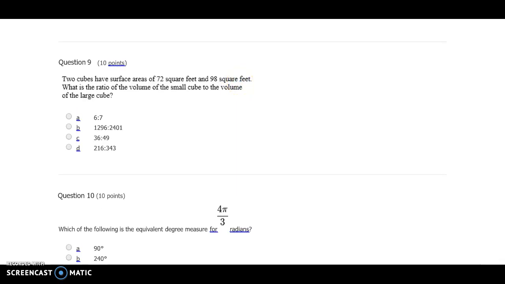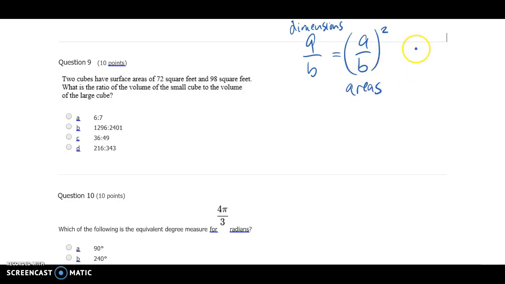So we learned if we had the ratio of side lengths, and we needed the ratio for the areas, you just square it. So it's just that squared. Let me call this dimensions. This was the areas, and then if we needed the ratio for the volumes, that's just a over b cubed. So this would be for the volumes.